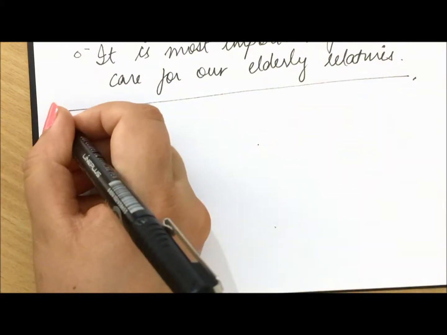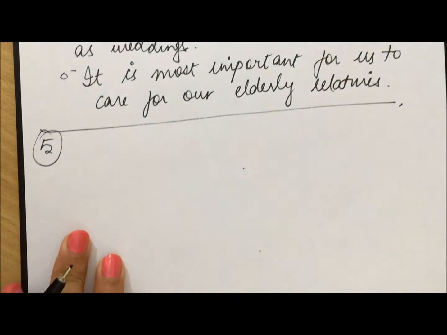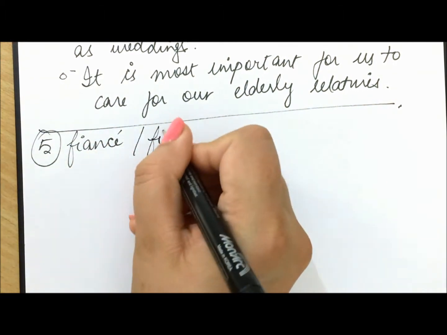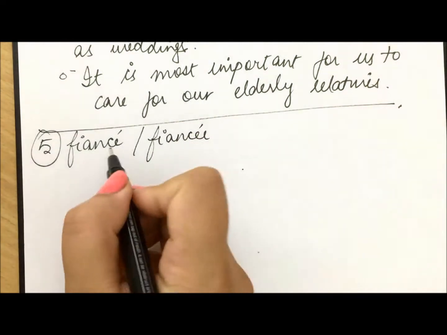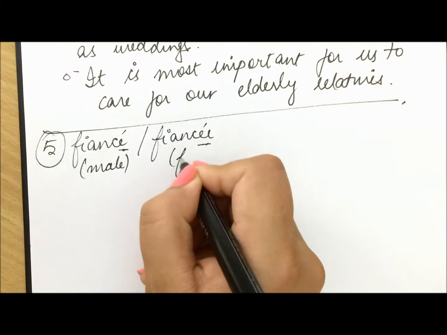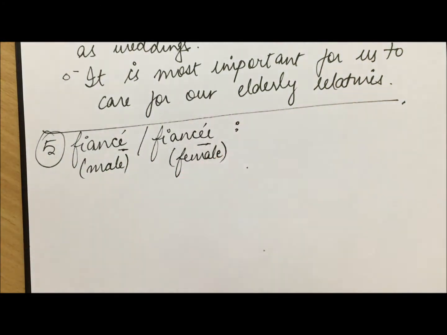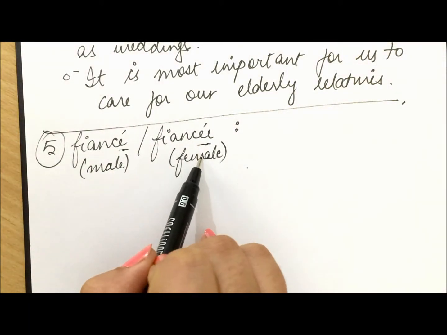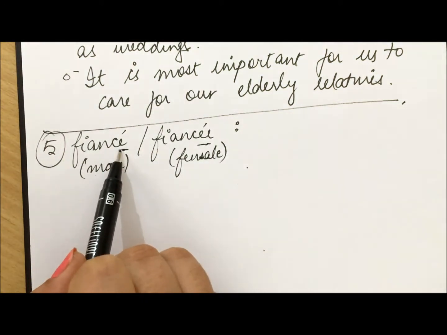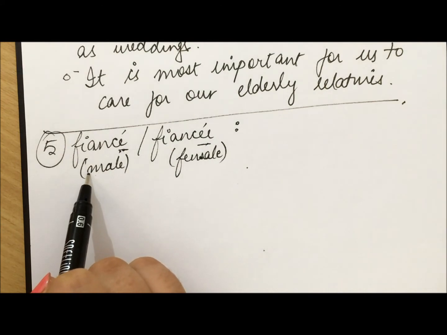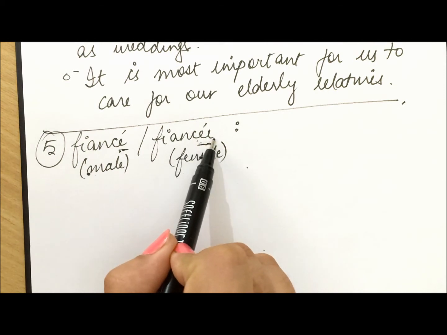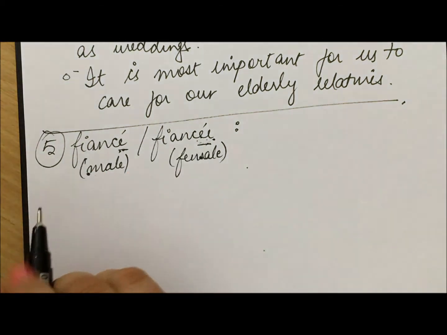Moving on to the next word. Word number 5. We have got the word fiance, or again fiancé. One with a single E, one with a double E. The single E refers to the male, the double E refers to the female. So when a female has to say that she is engaged to somebody, she calls this person her fiancé with a single E. And when a male has to say that he is engaged to somebody, he says fiancée with a double E. There's a difference in writing, the pronunciation is the same, it's fiancé.